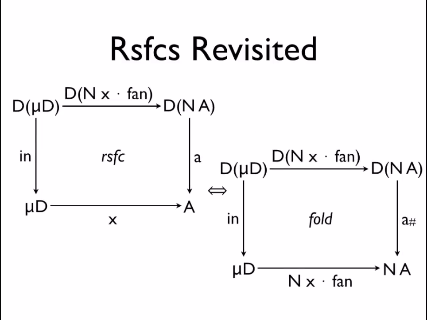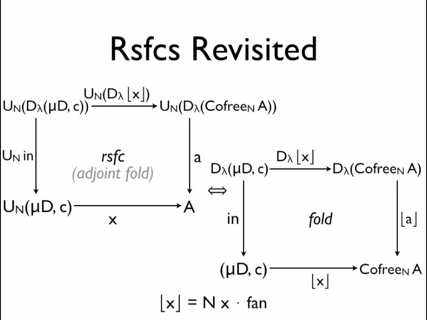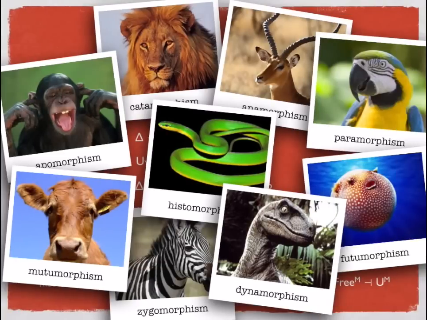And if we move things around a little bit and think hard, we might just notice that this is actually just an application of the co-Eilenberg-Moore adjunction. In particular, N x after fan is the transpose of x. Okay, so maybe you really do need to read the paper to understand this part, but hopefully you understand the main idea. So let's go back to the zoo.